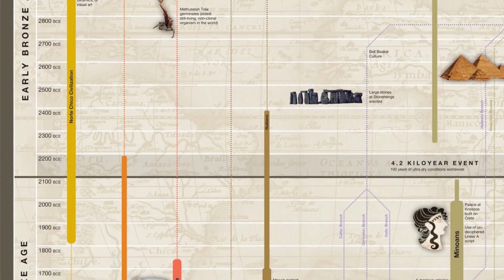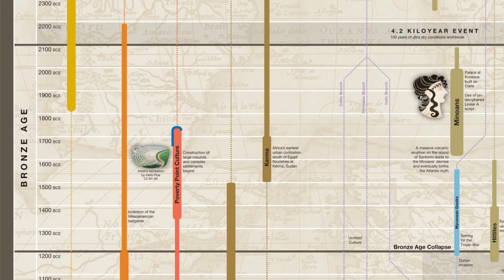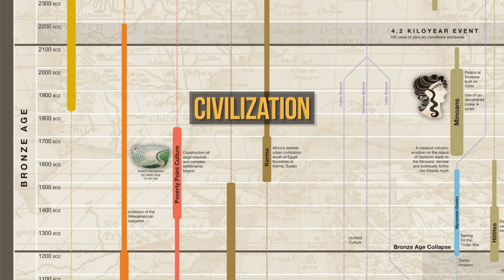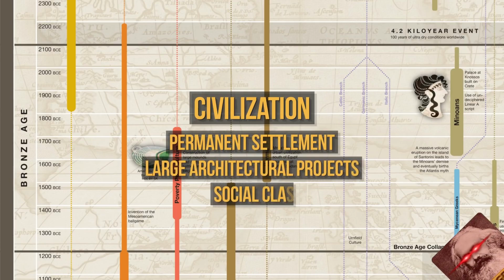The other civilization I want to point out is the Poverty Point culture, which was located along the Mississippi River in what is today the US. Now, I suppose I should take a moment to define the word civilization. First of all, I want to make it clear that civilizations are not necessarily better than other forms of human society. A civilization is simply a term that historians use to refer to a certain kind of human society, one that involves things like permanent settlements, large architectural projects, and differing social classes.